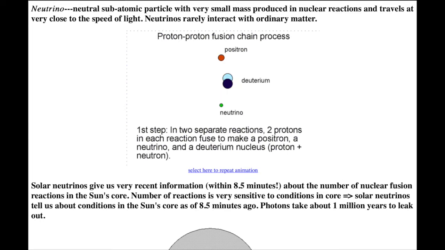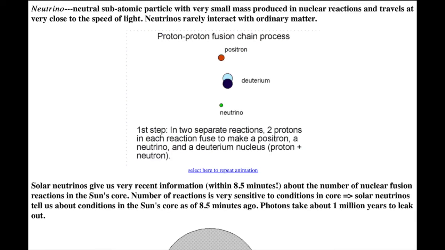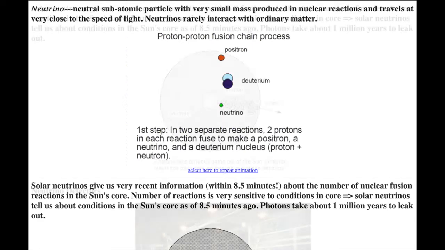A neutrino is a subatomic particle with a very small mass produced in nuclear reactions that rarely interacts with ordinary matter. Neutrinos travel at nearly the speed of light and provide current information about the number of nuclear fusion reactions occurring in a star's core. Photons are made from a variety of things. Neutrinos are made from nuclear reactions. If nuclear fusion is going on in the Sun, neutrinos would be produced.